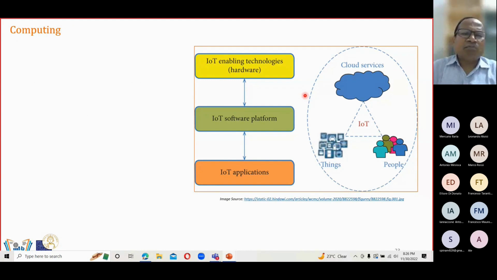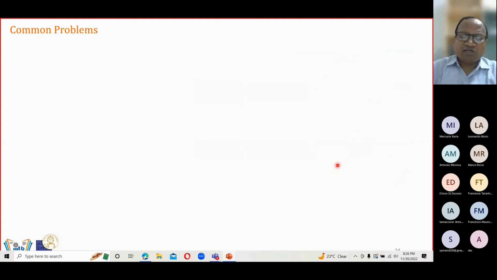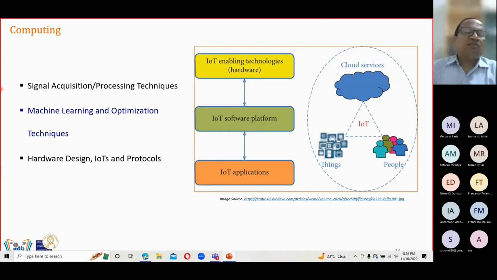So computing is also needed in BCI. A lot of IoT based applications are coming. IoT technologies are coming. There is a lot of hardware side work going on in the development of IoT software platforms and applications that involve cloud. So cloud based services are also coming using IoT and other technology. So what are the major things where BCI activities are also implemented? Signal acquisition and processing techniques are the areas where a lot of work is going on.